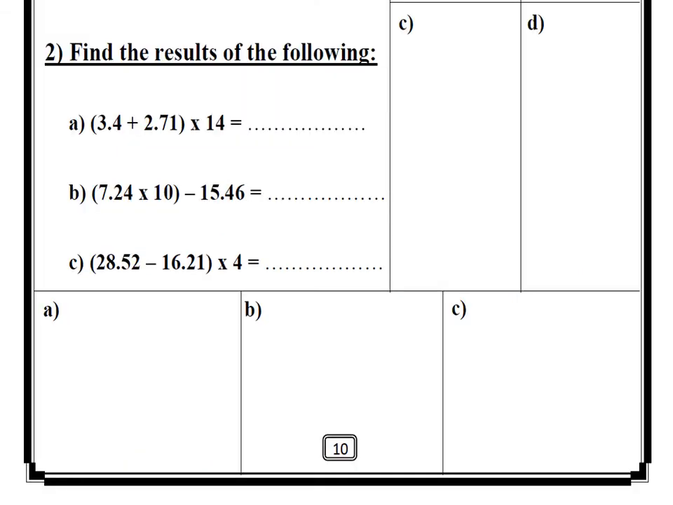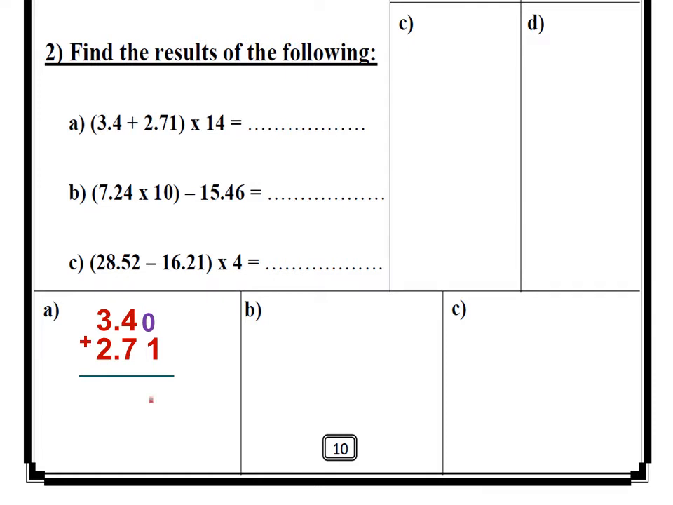Question number 2, they are asking you to find the results of the following. A, between brackets, 3.4 plus 2.71 times 14. So first I have to solve what's inside the brackets. So I'm going to take 3.4 plus 2.71. As we said from grade 4, any empty space I have to fill it up with the zeros to know how to do my addition operation.